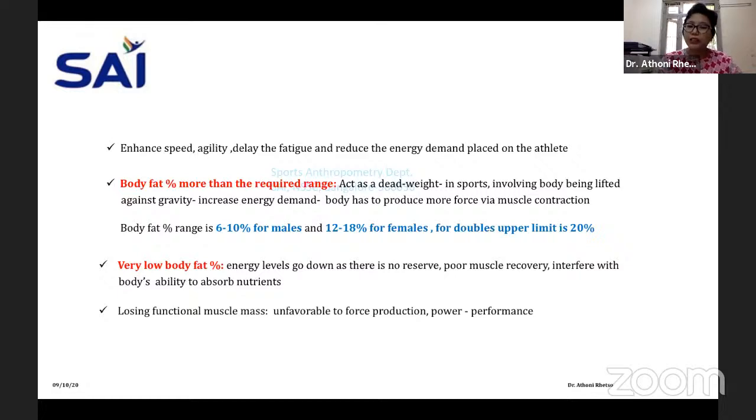And if you look at the badminton player, the body fat percentage for a male is 6 to 10%, and for a female is 12 to 18%, but in doubles, actually, I've seen a female athlete going up to 20% also.